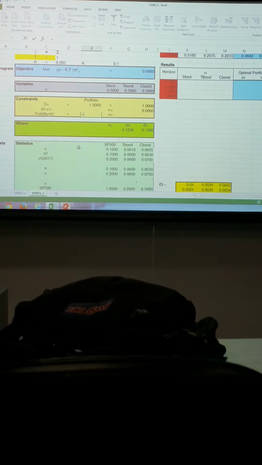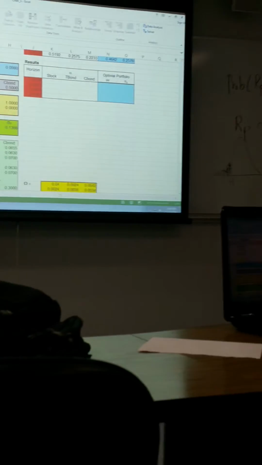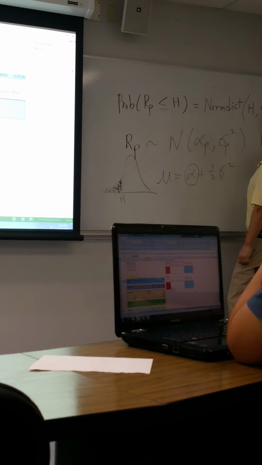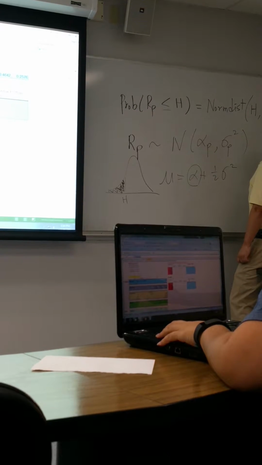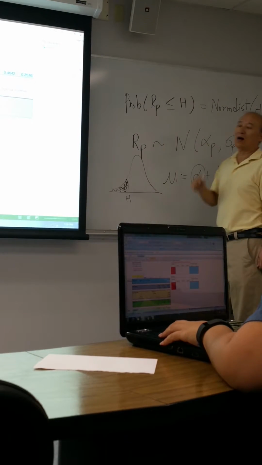So we use norm dist. Remember that norm dist? I want to find out H, cumulative normal distribution. Here it is, H. I want this quantity to be less than or equal to 10%. So how do I find this area, given alpha p and sigma p? Here the mean is alpha p and the sigma p. I think they require a standard deviation rather than variance for the function.